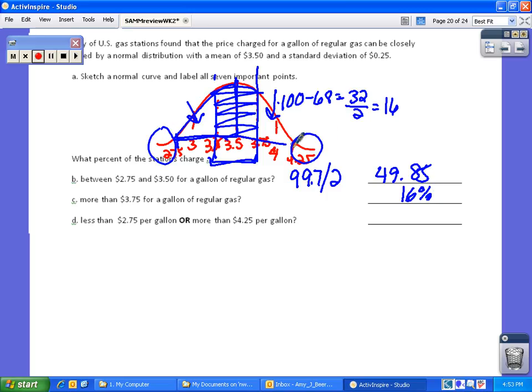Part D, less than 275 or more than 425. So what I want here is the 2 tails that are not in between 3 standard deviations to the left and 3 standard deviations to the right. So that's 100 minus 99.7, which is 0.3%.